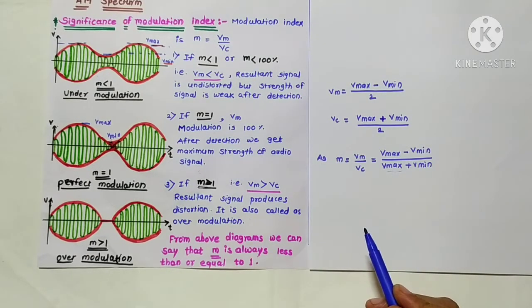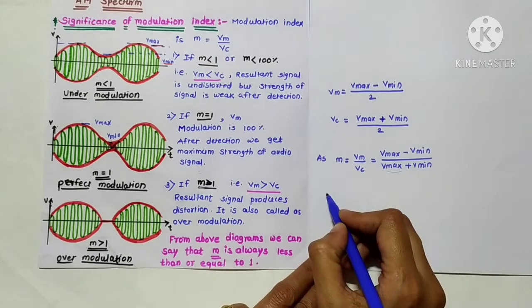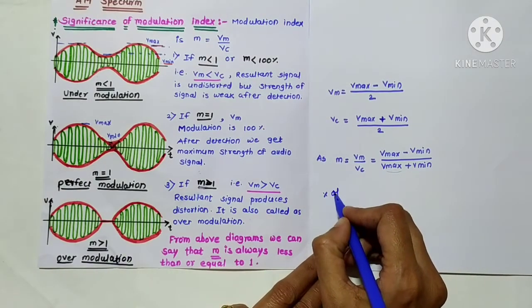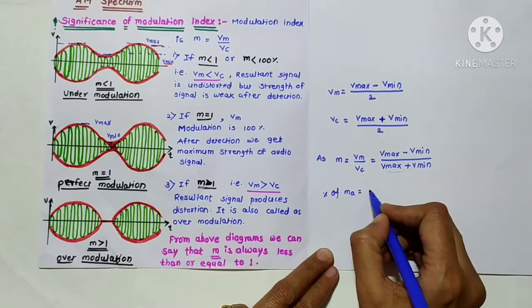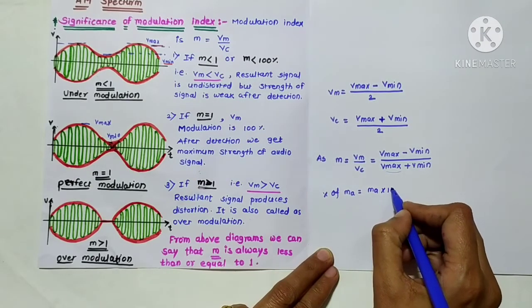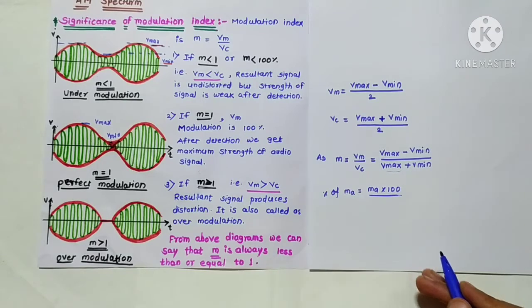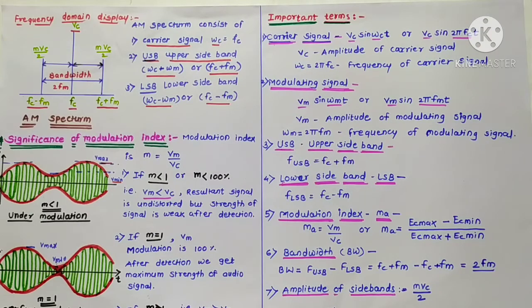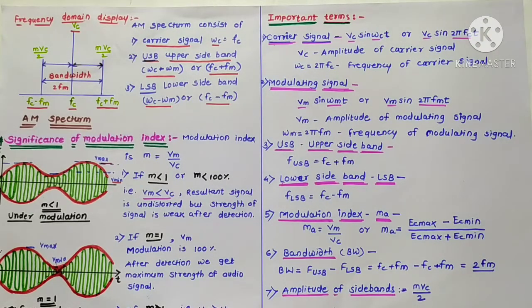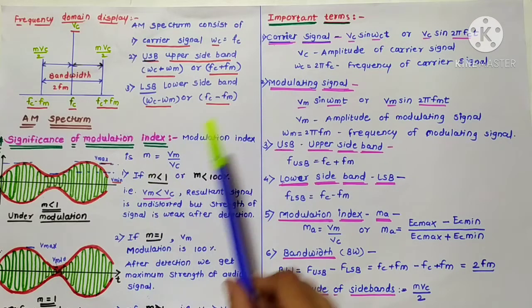This modulation index is also called modulation factor or degree of modulation. And if we have to find the percentage of modulation index, then modulation index multiplied by 100 will give the percentage of modulation. Okay students, now some important terms related to amplitude modulation to solve different types of problems. And this is nothing but revision for amplitude modulation.